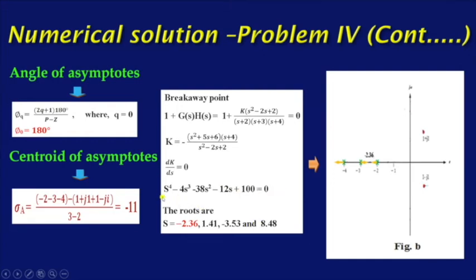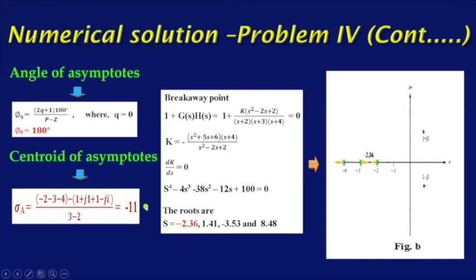Find the roots of this equation, that is s to the power 4. So there are 4 roots of this equation. From this figure, we know that only one breakaway point is present between -2 and -3. That means using the trial and error method, we consider one point between -2 and -3. The other 3 points are not determined because they are not required. Only the breakaway point is required.